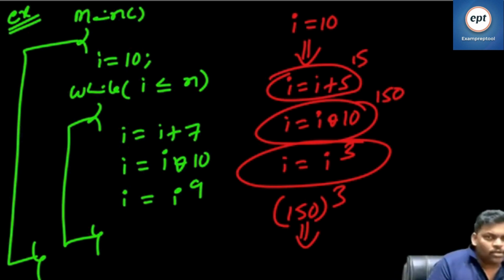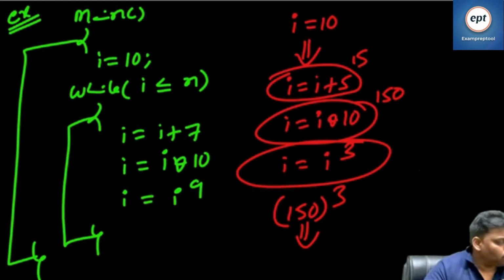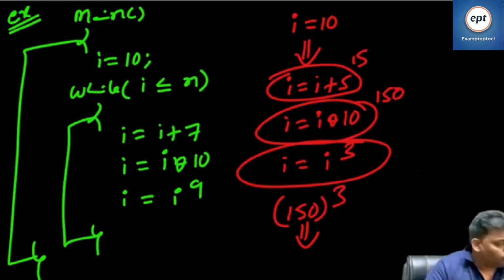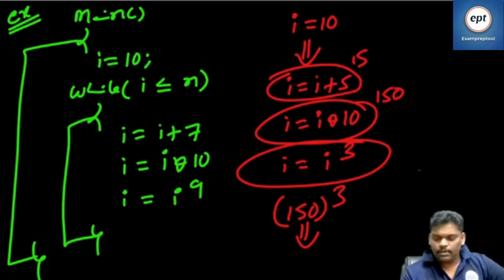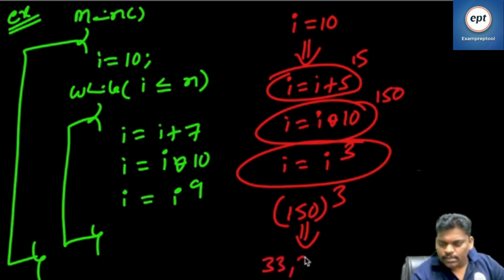I am also using calculator. You also can use it. 150 into 150 into 150, some big number. So I think it is around 33 lakh 75,000.